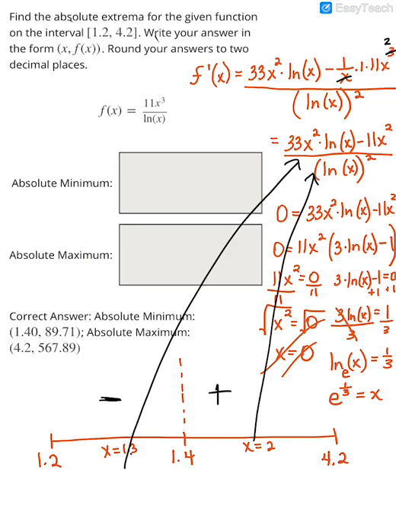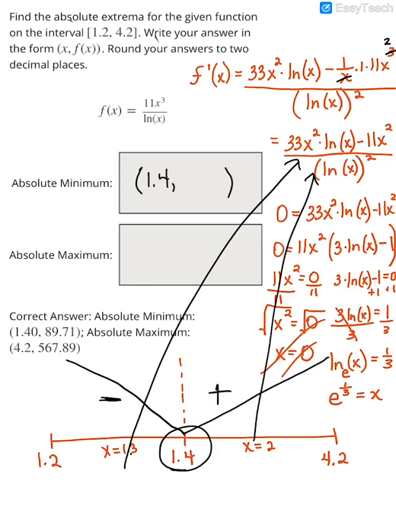Okay, so when I plugged in my test points, I got a negative value when I plugged in the 1.3 here. So that says this graph is decreasing. And then when I plugged in x equal 2, I got a positive value, so it is increasing. So it's obvious that a minimum is going to occur at my x value of 1.4. So I just need to find the y value for that.